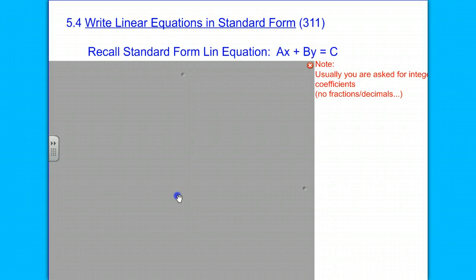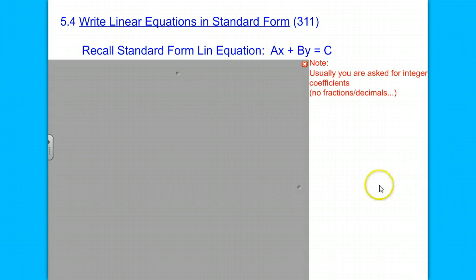So make a little note there. Usually you are asked for integer coefficients. So if you have 1/2 x plus 2y equals 3, you're going to have to blow this equation up so that 1/2 is gone. Let me write that one down. 1/2 x plus 2y equals 3. You see that that's a fractional. It's called a rational number, but it's not an integer, 1/2. Integers may not have partial pieces. They've got to feel whole to us, right?